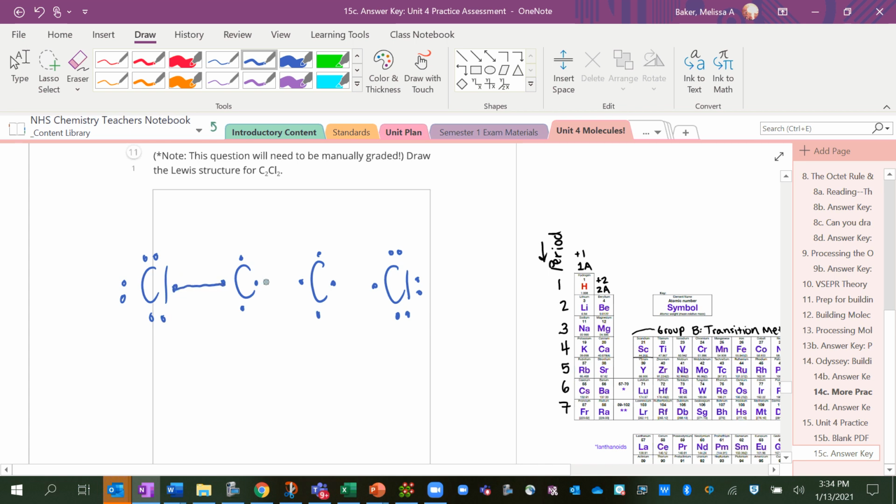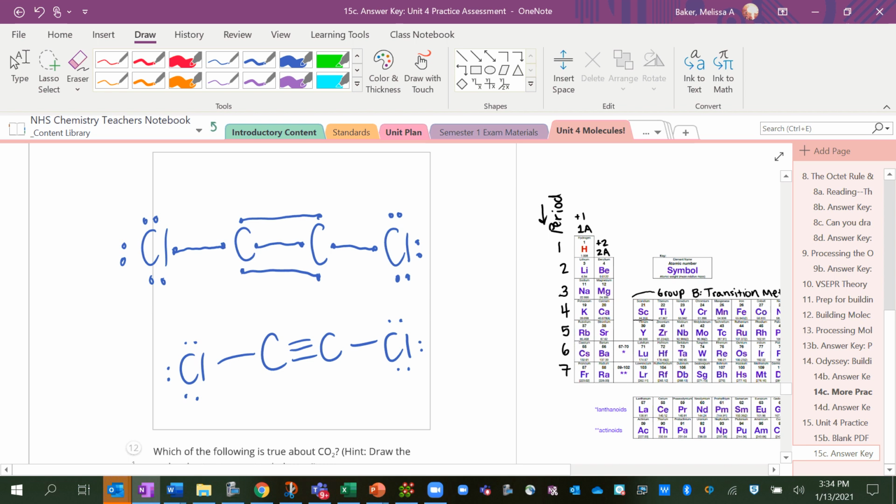And I want to connect everything once first. And I still have 2 lonely sets of electrons, so I want to connect those. And I'm redrawing it nice and neat so my triple bond is very clear and still adding my lone pairs. There we go. 2 linear shapes.